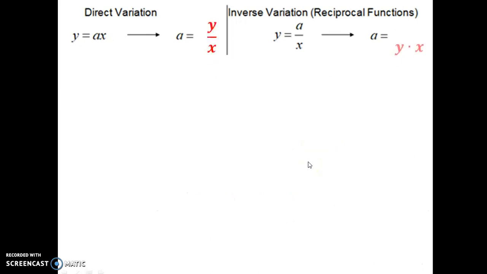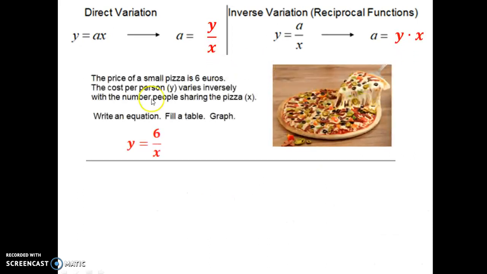Let's look at one that's now inverse variation. We also looked at this one in class. We have a pizza. The price of a small pizza is €6. Cost per person varies inversely with the number of people sharing. And the inverse relationship is like this. The cost per person varies inversely with the number of people. And 6 goes on top here because basically you take the pizza cost and you split it by the number of people that are eating.